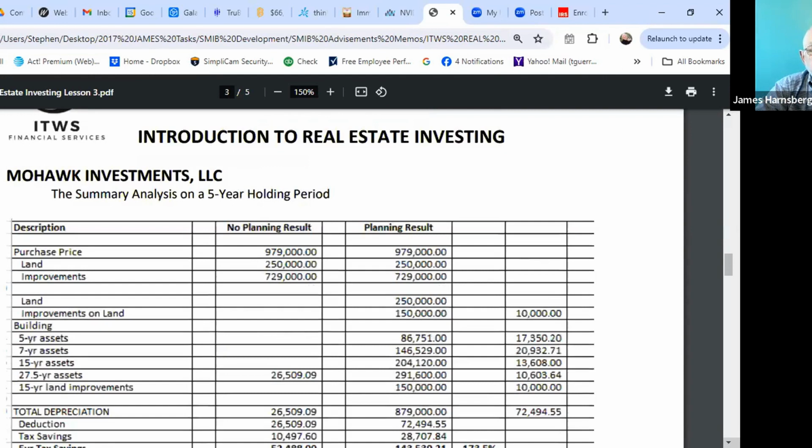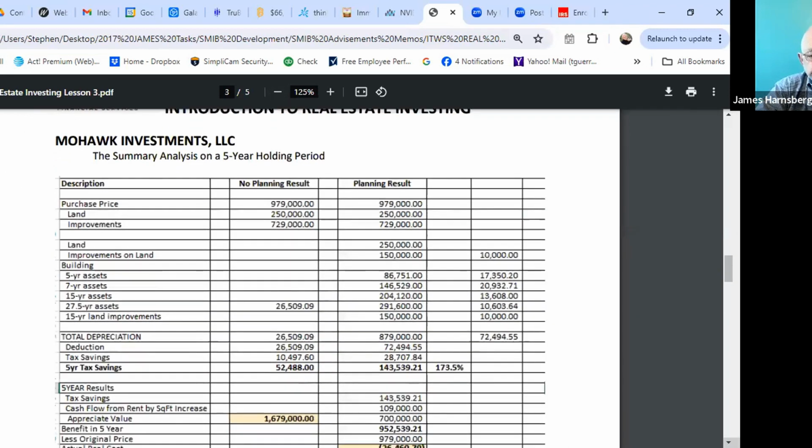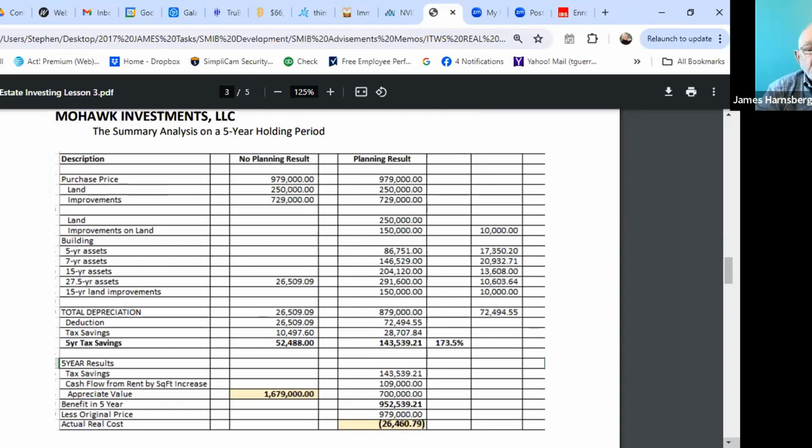So we're going to do a study of some data on Mohawk Investment. It's now in its 5-year holding period. The first column of numbers is what the result would be if we had done no planning, and the second column is the result we would have because we did some planning. The property was a 4-unit, it's now a 5-unit.